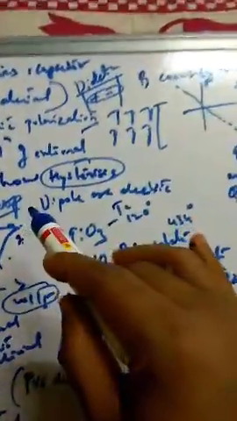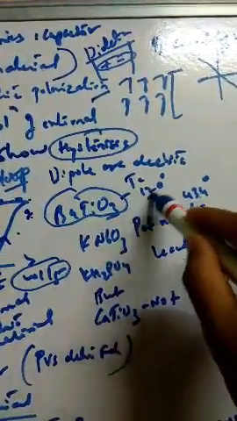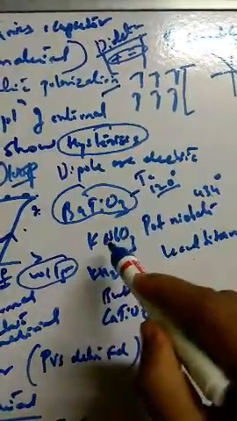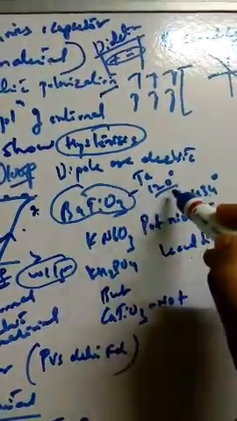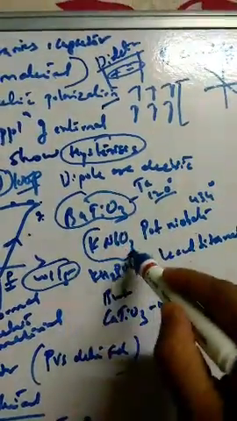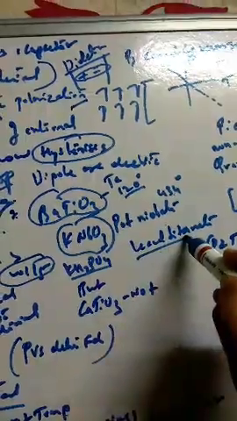The best example for this is barium titanate, with Curie temperature TC of 120 degrees centigrade. The second example is potassium niobate, KNbO3, which is also a good example of a ferroelectric material. Then potassium dihydrogen phosphate and lead titanate also.